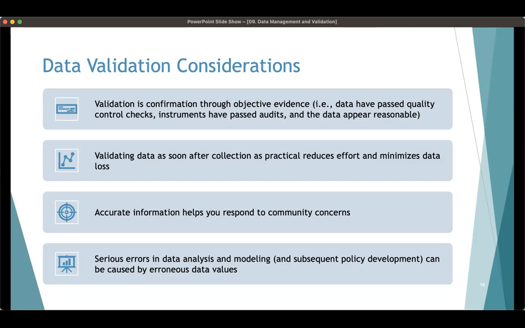The second point is validating data as soon after collection as practical reduces effort and minimizes data loss.